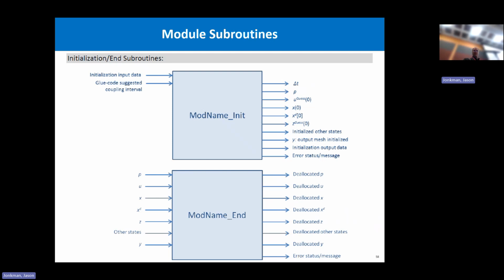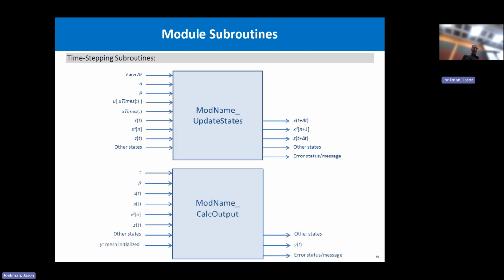Another similar routine is called the end routine. That closes out that module, so all of the data of the module will be deallocated. If there's a file that it needs to generate, it will finalize it and write it in that routine. And then, showing again the data flow through those modules, the init and the end are the start and the end of the simulation.